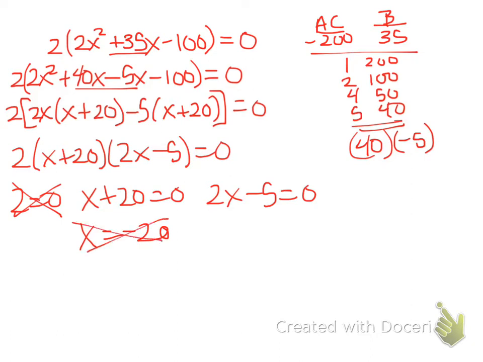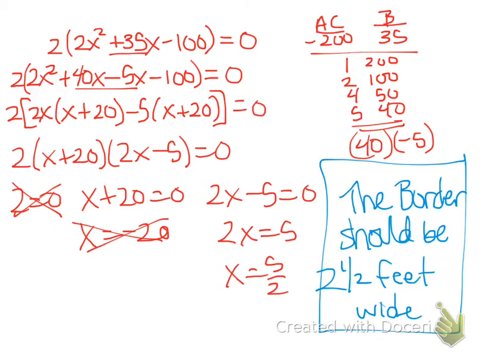I get x equals negative 20, which, because again I'm adding a width of pathway, can't have a negative amount. Setting the other one equal to 0, I get x equals 5 halves. So the border should be 2.5 feet wide, and it doesn't in this problem ask me the total new dimensions.